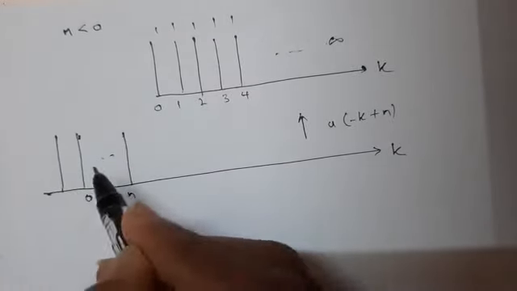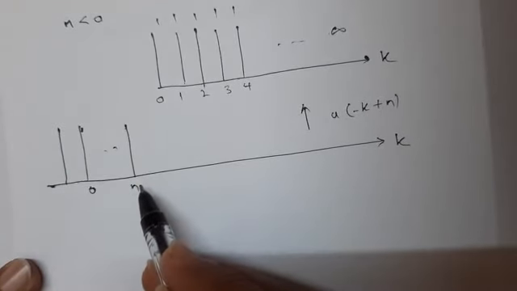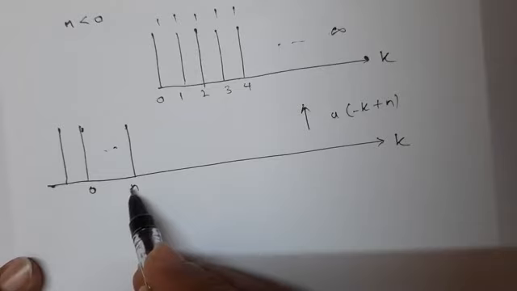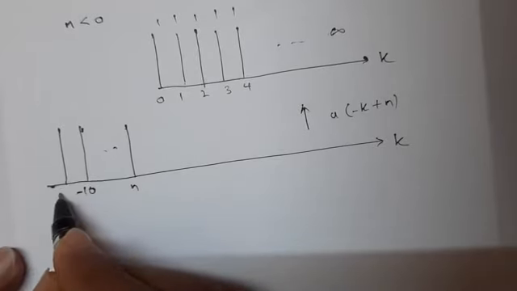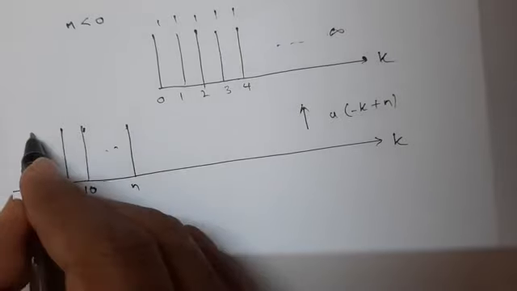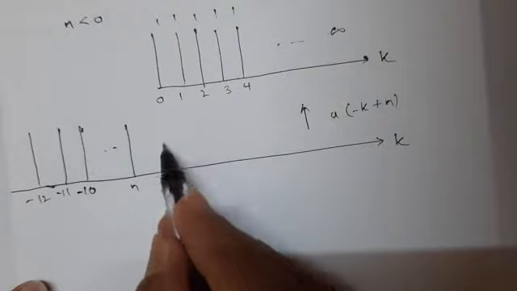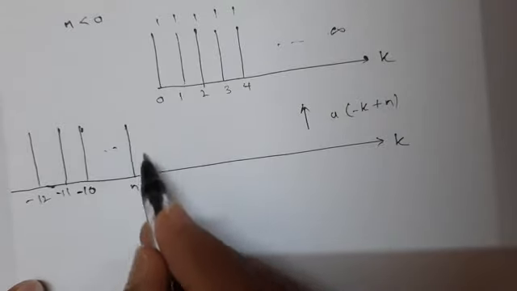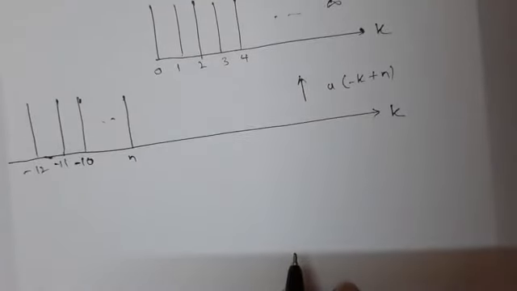This can be n less than 0, so it can be minus 3. I cannot write it as something specific, so I will write it as minus 10, minus 11, minus 12 and so on. N less than 0. Somewhere your 0 is here, minus 1, minus 2, minus 3 and so on. It can be minus 5, for example.